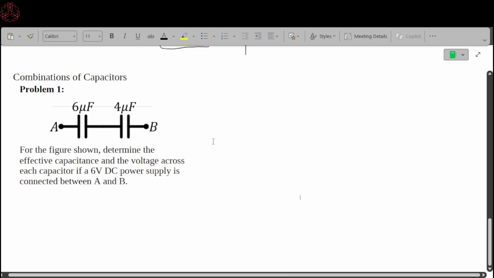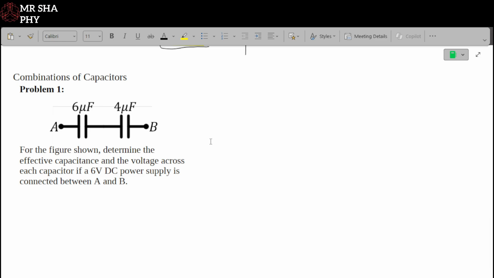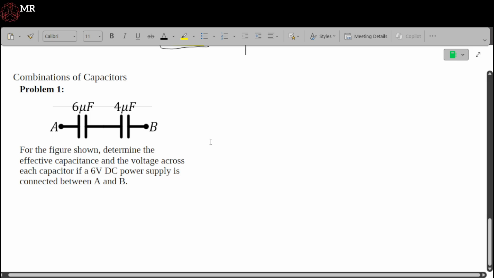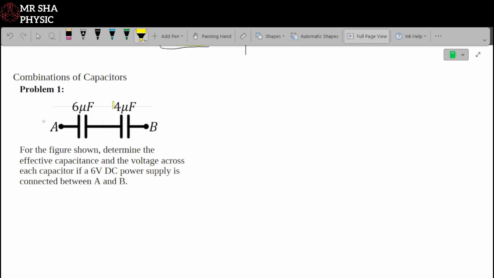We have problem one. We have two capacitors in series, and for the figure shown, determine the effective capacitance and the voltage across each capacitor if a 6 volt DC power supply is connected between A and B. Okay, so our first task is actually to find the effective capacitance.